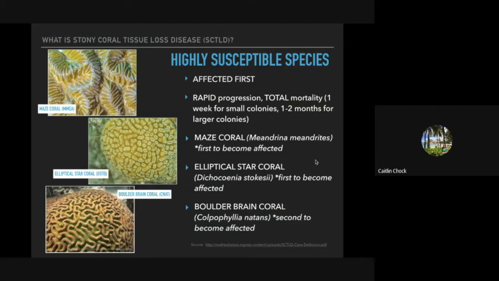Our first coral on the top left here is our Meandrina meandrites. Okay, I'm just going to say the codes because I'm going to butcher the scientific names. So our MMEA. This is one of the first corals to become affected. Our DSTO here in the middle, also first to become affected, and then followed quickly by our CNAT here.